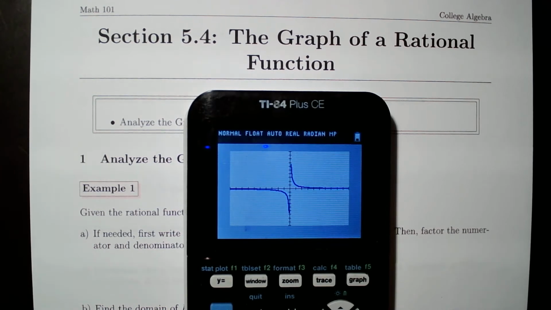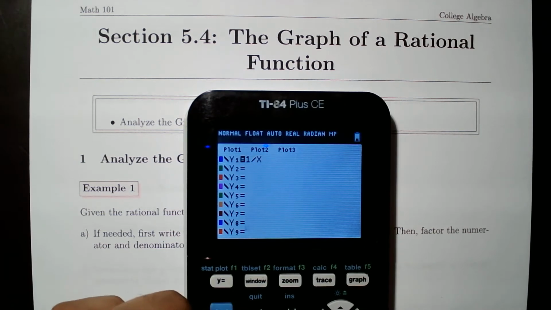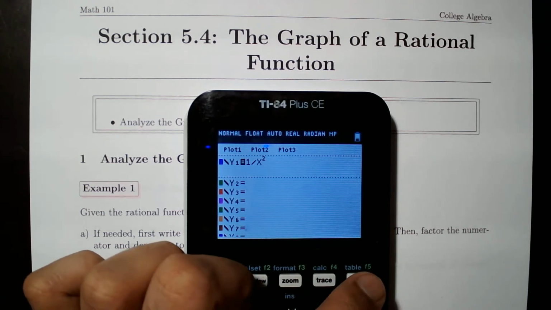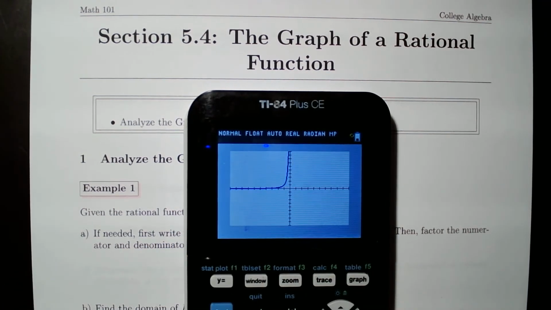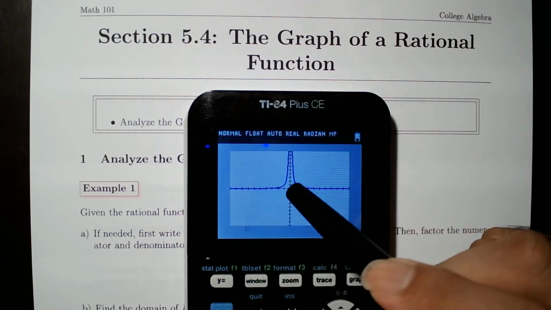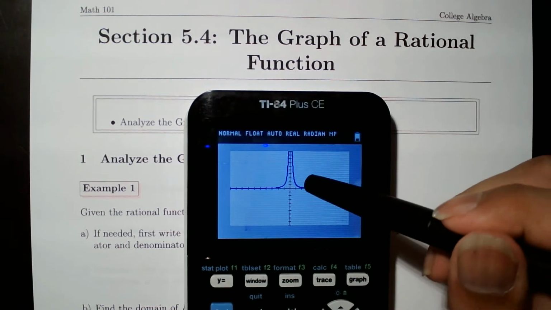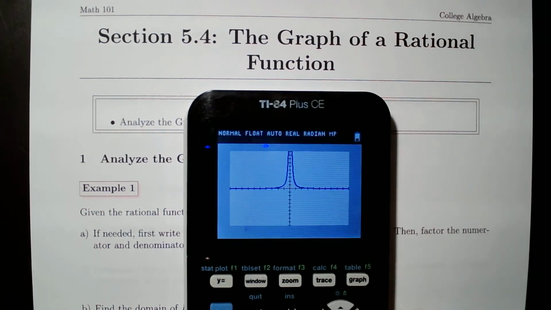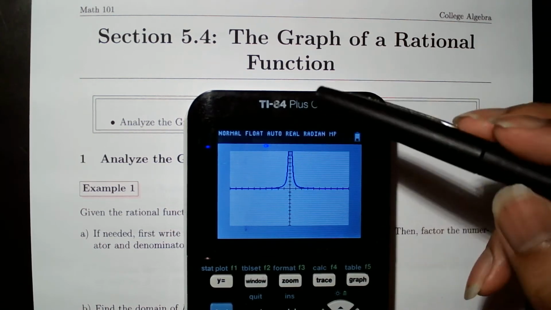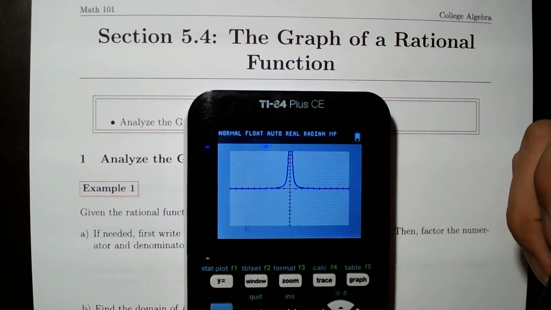Now, let's look at other cases. This may not be the same. What if I had 1 over x squared, for example? How is the graph going to change? As opposed to the previous graph, instead of having this one pointing down to negative infinity, this is now pointing up to positive infinity. So from either side, as we approach the x value that is the vertical asymptote, in both cases we go to positive infinity.